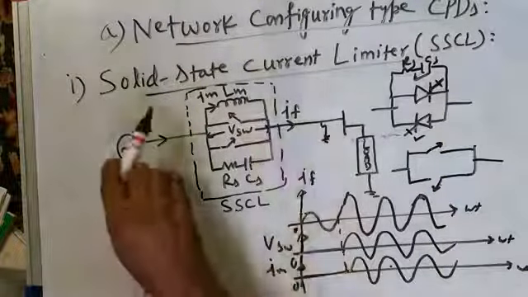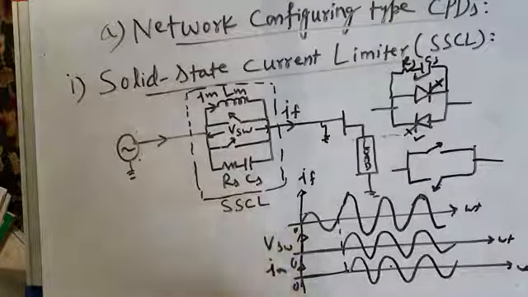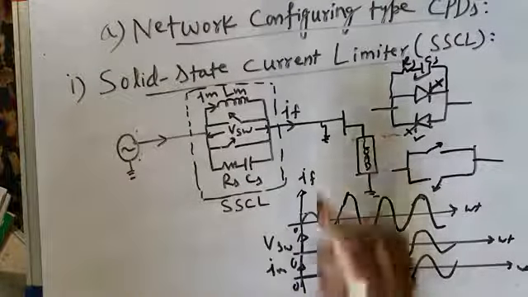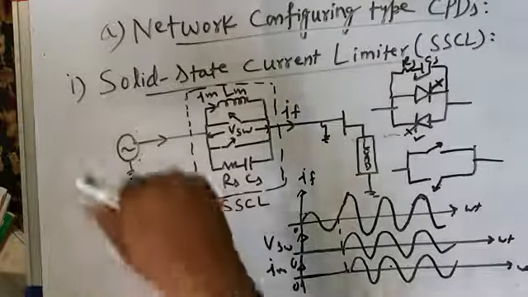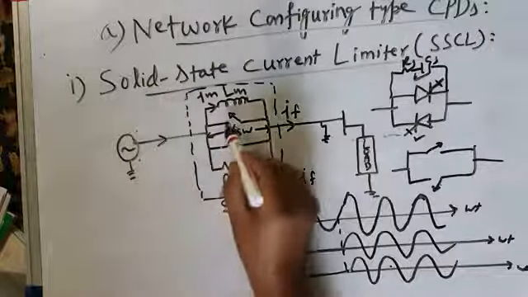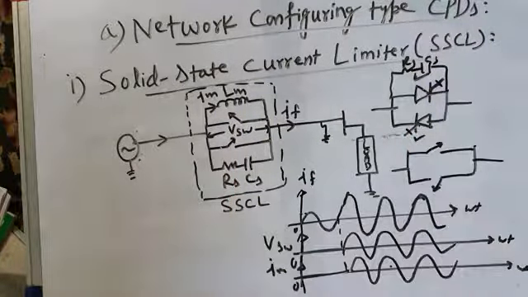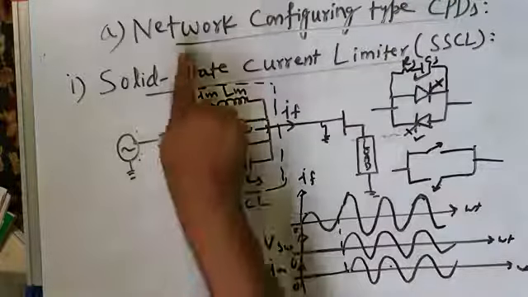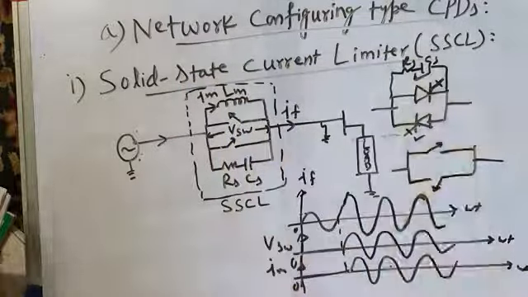So this is the role of the solid state current limiter, SSCL. The function of the solid state current limiter is to take care of short circuits or high fault currents. It limits the magnitude of current. Why is it called solid state? Because it is based on solid state devices, thyristors or GTOs. So this is the first type of network configuring type CPD, that's the solid state current limiter, SSCL.